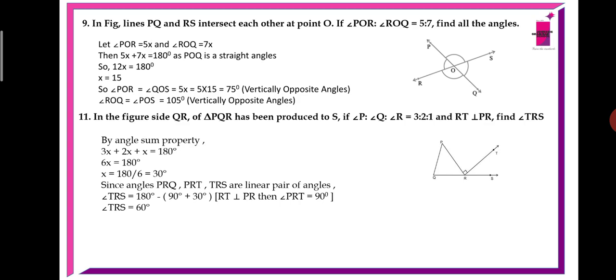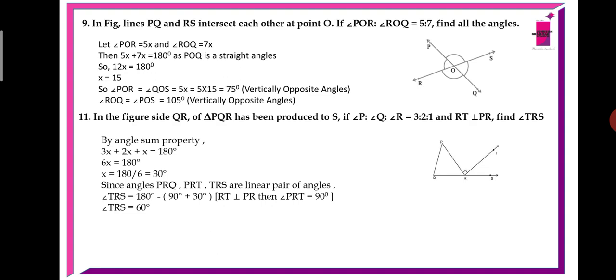Question number 9. This is also an example question before exercise 6.1. In the figure, lines PQ and RS intersect each other at point O. If angle POR to angle ROQ equal to 5:7, find all the angles. Let angle POR equal to 5x and angle ROQ equal to 7x. Then 5x plus 7x equal to 180, as POQ is a straight line, a straight angle. Therefore 12x equal to 180 degrees. Then x value we get as 15.